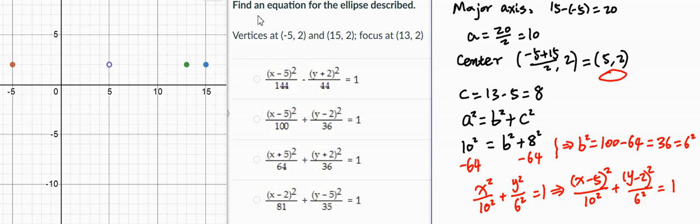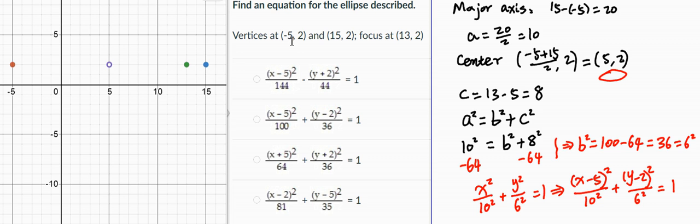Now, let's find an equation for the ellipse described in this way. Vertices at (-5, 2) and (15, 2), focus at (13, 2). So we are given those 3 points. We want to find out which one is the correct equation. First of all, we need to locate where those 3 points are.